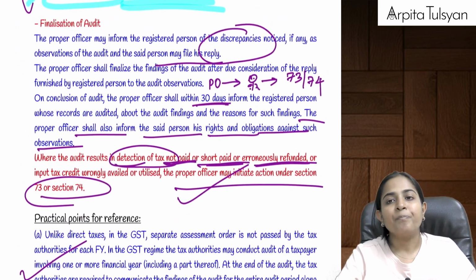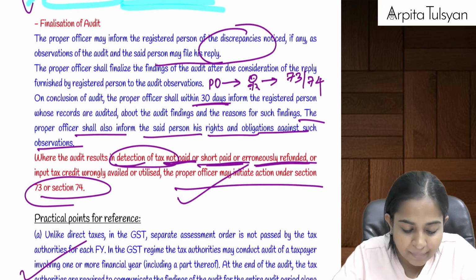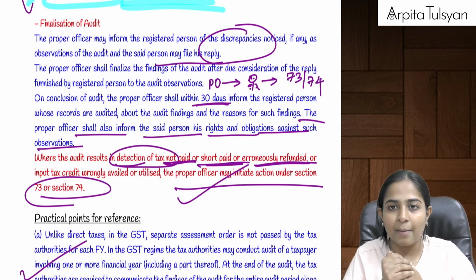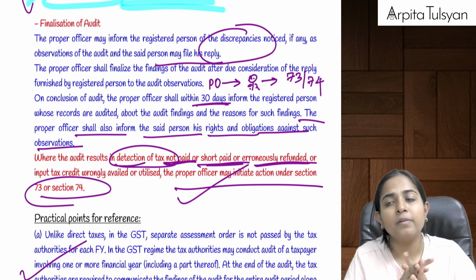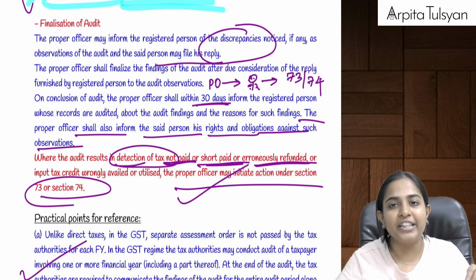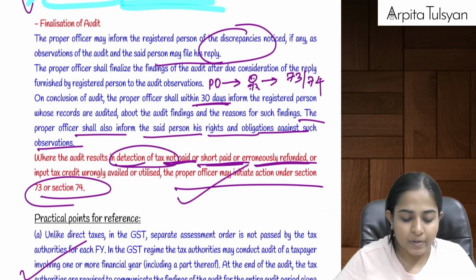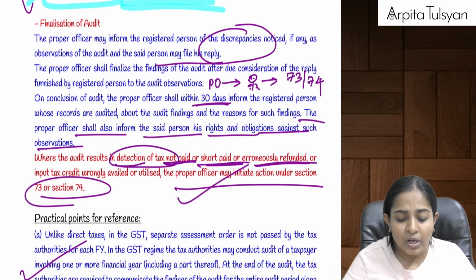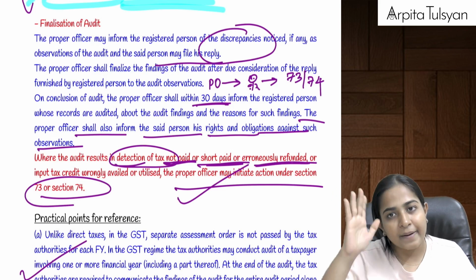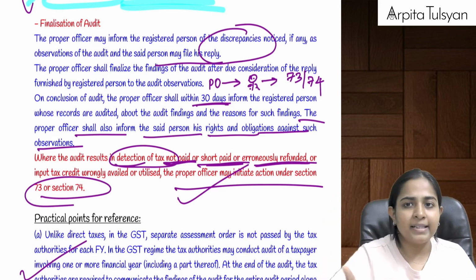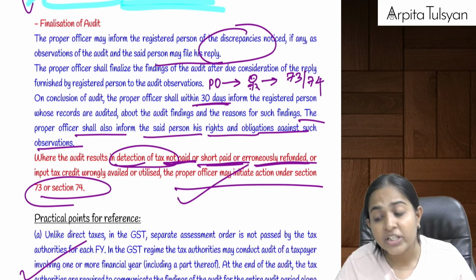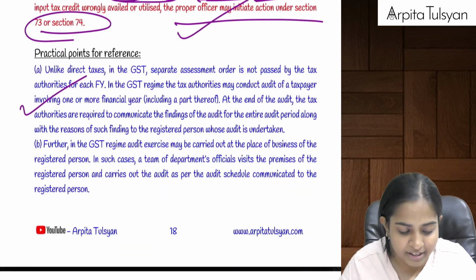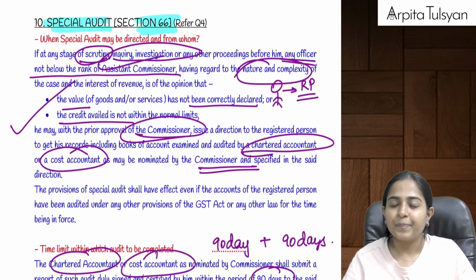Now suppose once the audit is concluded, then the report will be ready with the commissioner or the proper officer. Then the proper officer will within 30 days inform the registered person that these are the outcomes of the audit, these are the discrepancies which have been found, this is the tax payable, so please pay the tax payable. If they pay the tax payable, very good, everything gets closed. If they do not pay, then the recovery proceedings under section 73 or 74 are going to start. Are you clear with this?